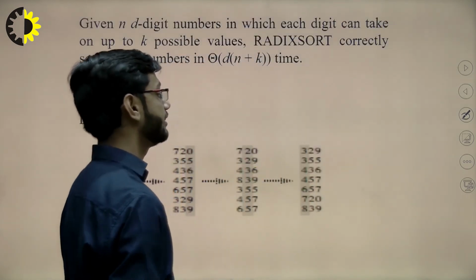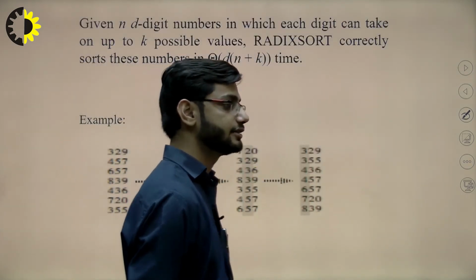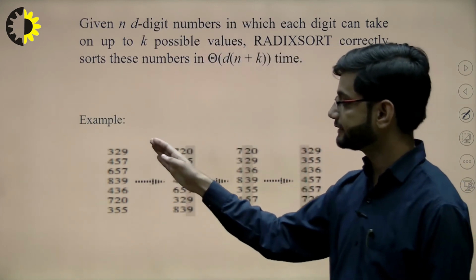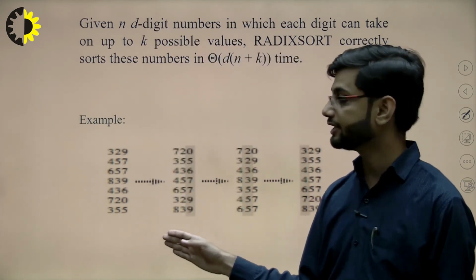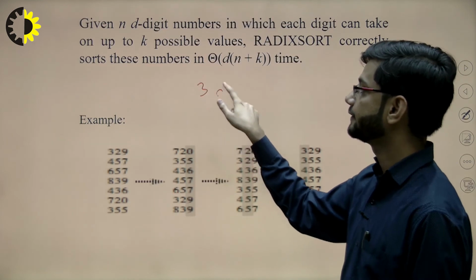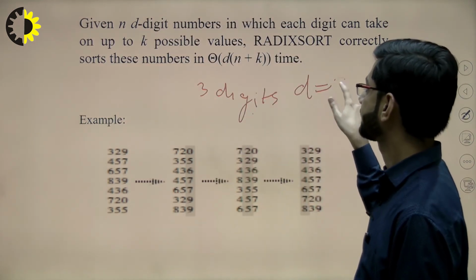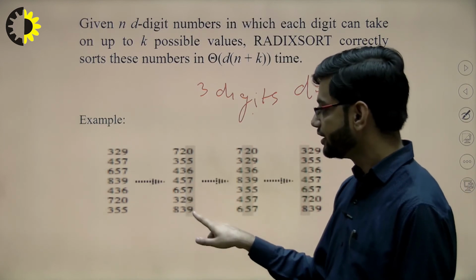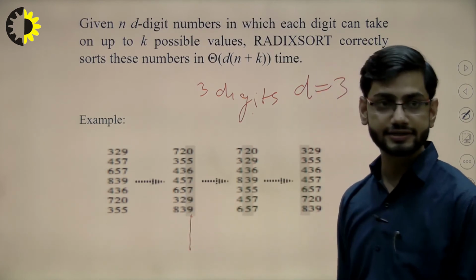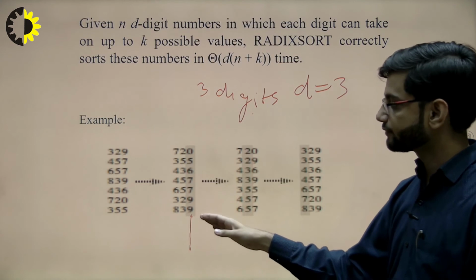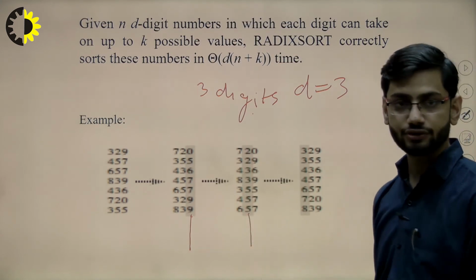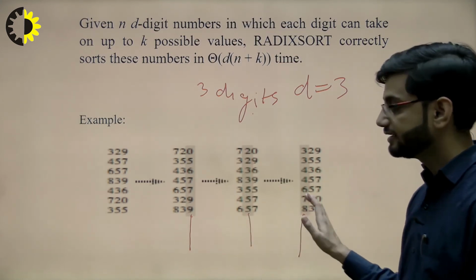For example, here you can see all the input numbers are of 3 digits. So here the value of d is 3. First of all, you sort on the unit digit. The unit digit is sorted first, then the tens digit is sorted, and then finally the hundreds digit.